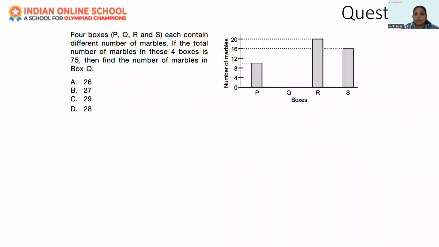Okay. Next one. So this is a question of data handling. Generally, students like data handling very much, right? So four boxes, P, Q, R, and S, each contain a different number of marbles. If the total number of marbles in these four boxes is 75, then find the number of marbles in box Q. Look, we are given that the total number of marbles P plus Q plus R plus S is 75. Fine. So now we have to find the marbles of Q. I don't know what the marbles of Q are.